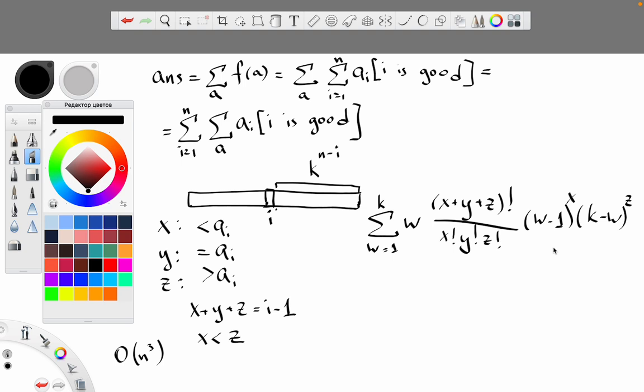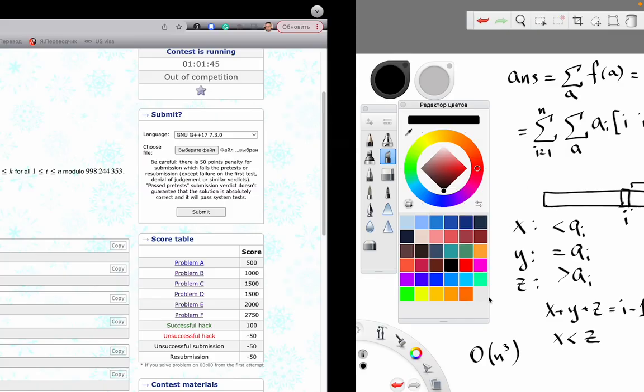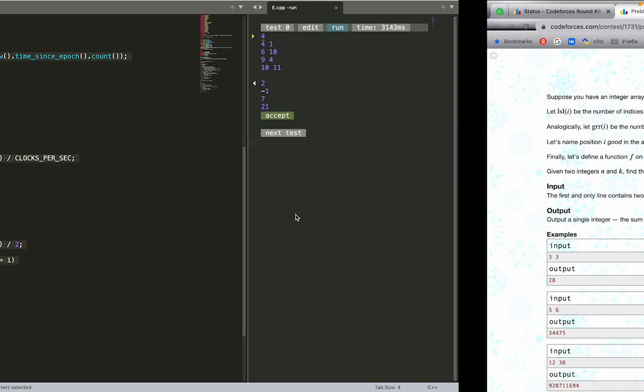And this sum only depends on x and z actually, so we can calculate it independently for fixed x and z, and only then try x, y, z to calculate this. So this is actually n to the fourth even, not to the fifth. That's great. Okay, let's do that.